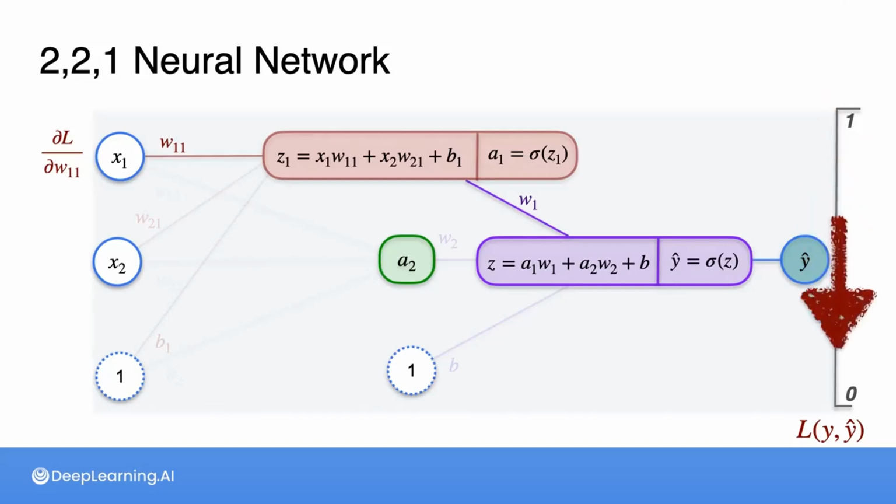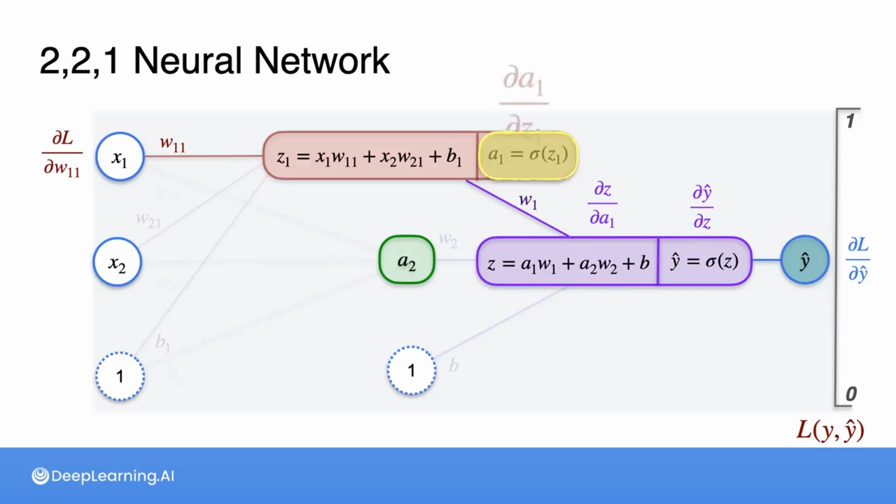So in order to reduce this log loss, we need the partial derivative of L with respect to y hat, and the reason is because L, the loss, depends on y hat. Now y hat depends on Z, so we need this derivative too, the partial of y hat with respect to Z. Now Z depends on A1, so we need the partial of Z with respect to A1. And A1 depends on Z1, so we need the partial of A1 with respect to Z1. Now Z1 depends on W11, so we need the partial of Z1 with respect to W11. That's a huge chain rule.